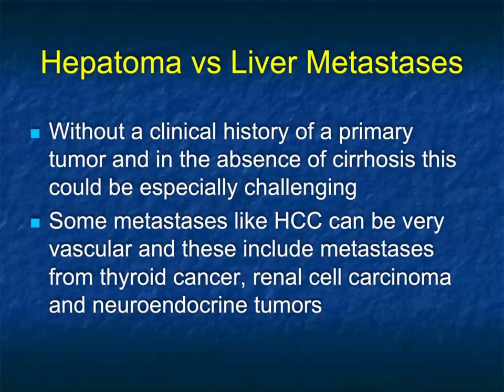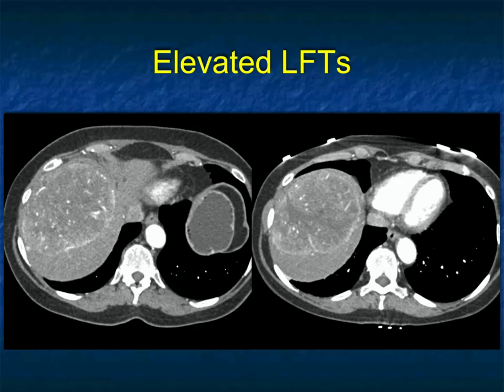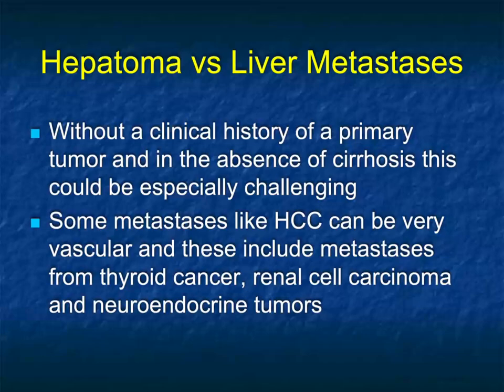Some metastases, just like HCC, can be very vascular, and these include mets from thyroid cancer, renal cell, and neuroendocrine tumors. So just seeing a vascular mass, we're always thinking hepatoma, but you need to be thinking about metastatic disease as well. And what I'll do is I'll stop here, and then we'll go back and look at a range of vascular lesions, trying to distinguish what's a hepatoma from what's a metastasis. So we'll come back in a few minutes.